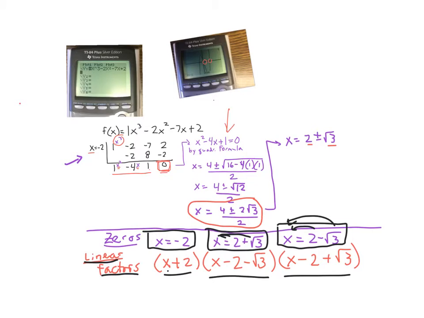So if you take an x times an x times an x, you get a positive x cubed. That seems to match with my original. And you can actually go and fill in 2 plus radical 3 into your function on your trace, just like we did the negative 2, and it should give you 0. Now, it may give you an estimate because it's an irrational number. It may round it funny, but it should technically give you 0 as a value.